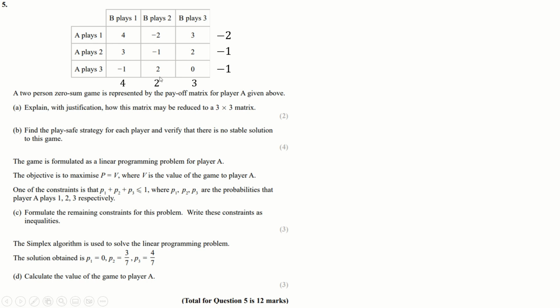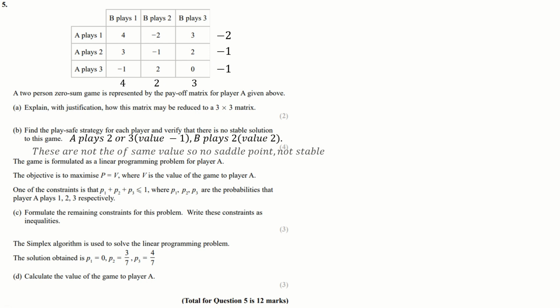Now, because the value of the play safe strategy for B, which is 2, doesn't match the value of the play safe value for A, which is -1, that means there's no stable solution. Or no saddle point is the other thing they might talk about.